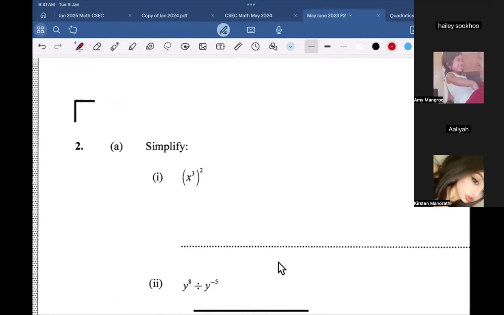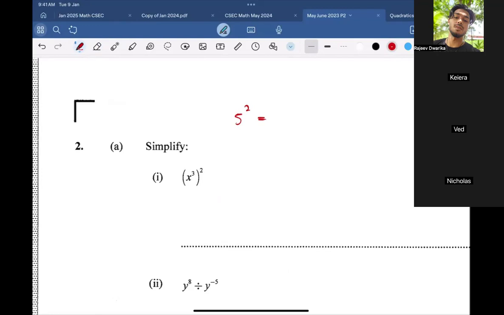So what does x to the power 3, all squared, mean? That would be x to the power 6. But let me show you something, in case you forget that in the exam. If I had 5 to the power 2, what does that mean? What is 5 squared? That's 5 by 5. So what do you think x cubed squared is?